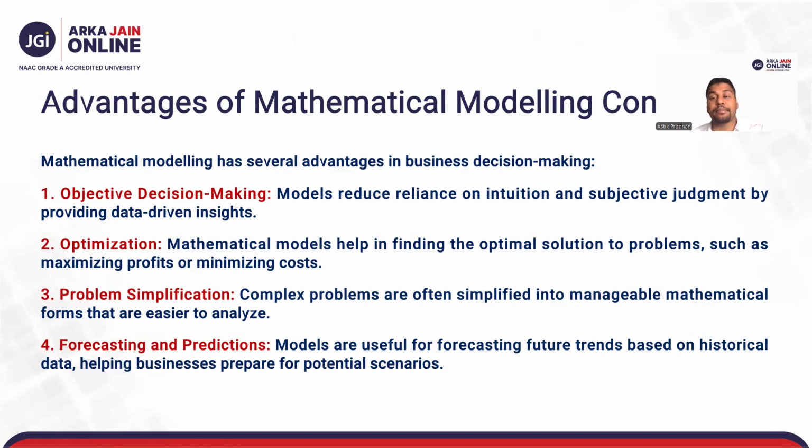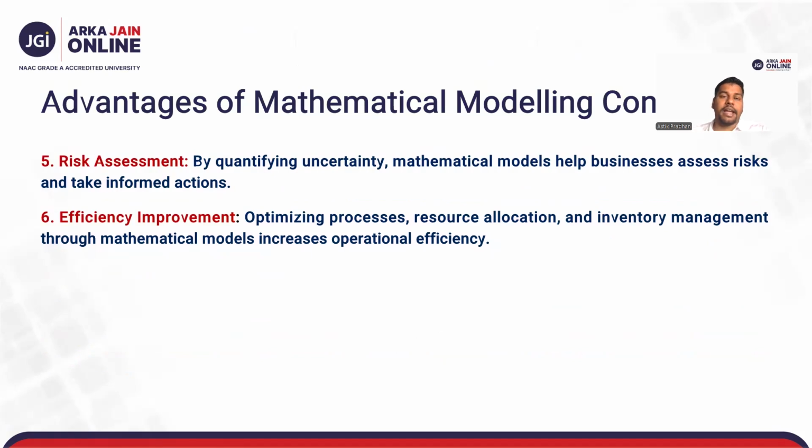Fourth one is forecasting and prediction. To predict the future value or to forecast the output based on the model, I think mathematical modeling is required. Mathematical modeling helps in that area as well, to forecast the correct output based on the past data. So models are useful for forecasting future trends based on historical data, helping businesses prepare for potential scenarios. Risk management. By quantifying uncertainty, mathematical models help businesses assess risk and take informed actions.